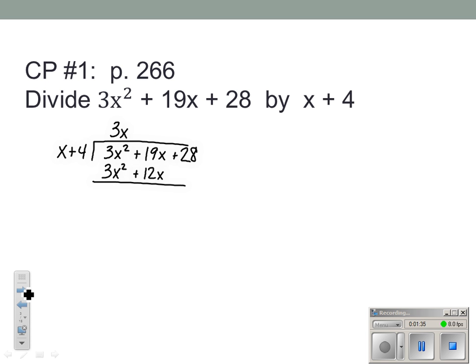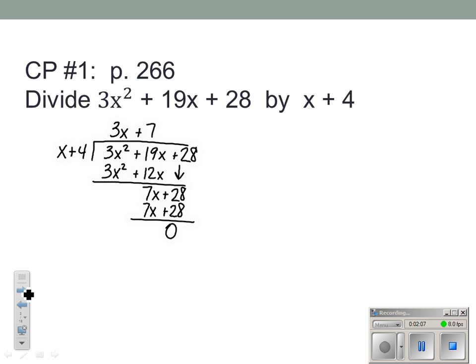Remember, the next step in long division is going to be to subtract. So I'm going to have 19x minus 12x, which is 7x. And then, of course, 3x squared minus 3x squared is gone. Drop your next term. x plus 4 then into 7x plus 28. x goes into 7x plus 7 times. I end up with 7x plus 28. Subtracting, we have nothing left. So my end answer is 3x plus 7.